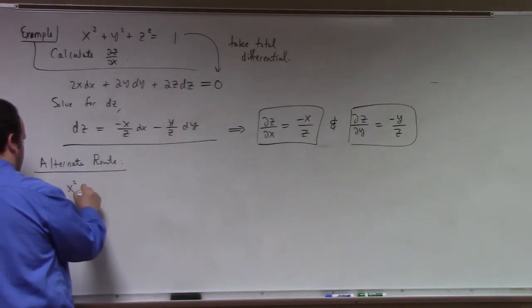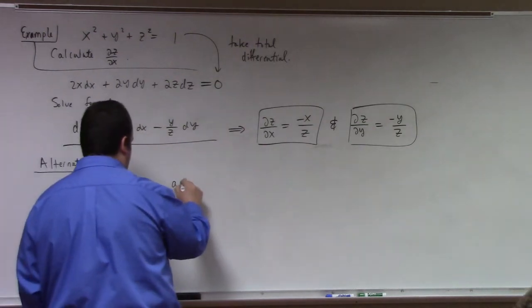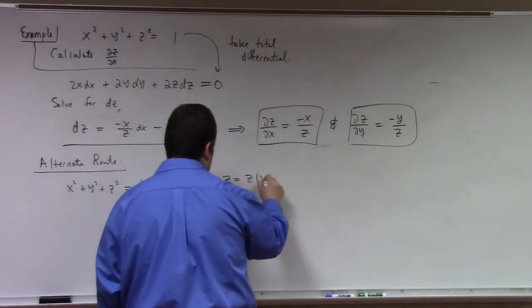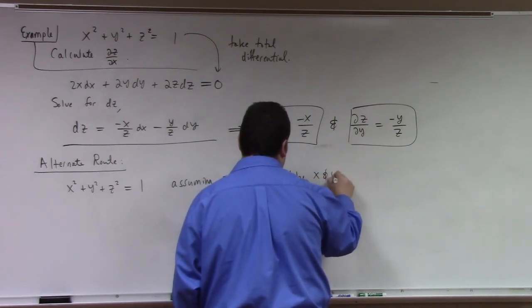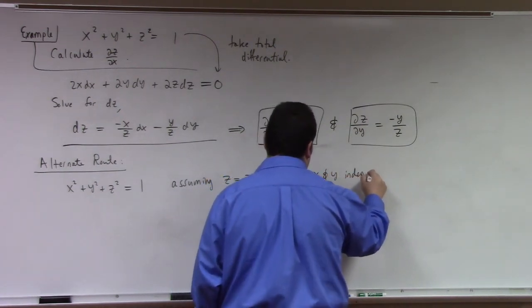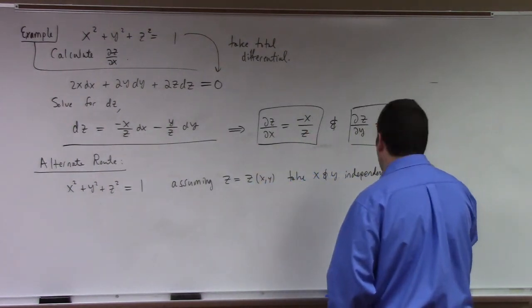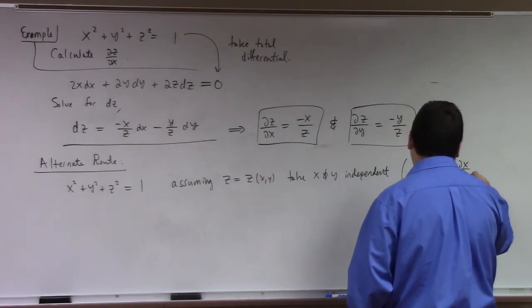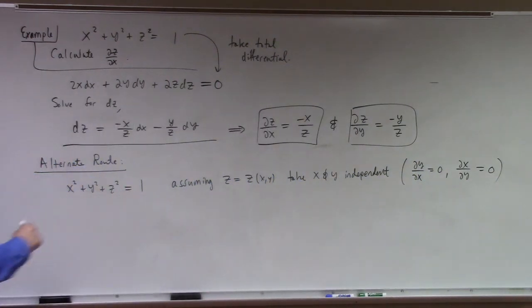We have x squared plus y squared plus z squared equals 1. We're assuming what? We're going to assume that z is a function of x and y. And then we're going to take x and y independent. What's that mean? X and y independent. In particular, that means partial y, partial x is 0, and partial x, partial y is 0, right? So simply take the equation which you're given and differentiate it with respect to x.